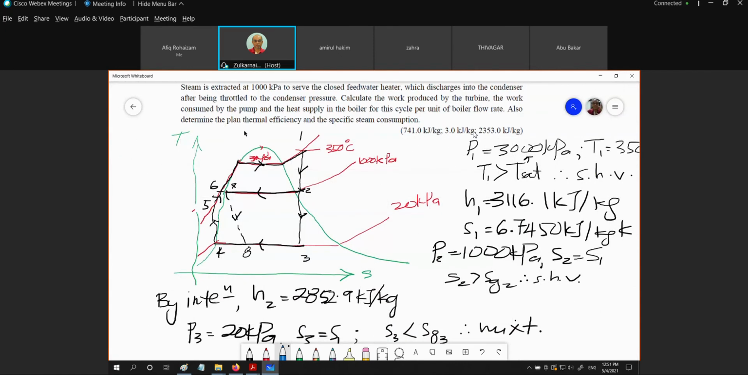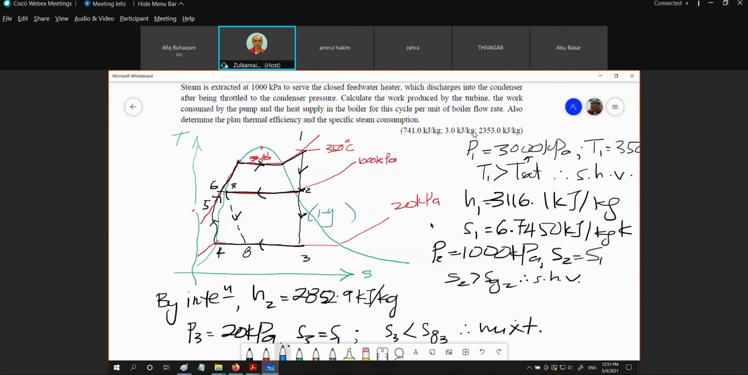The first answer is the work, calculate the work produced by the turbine, which is H1 minus H2 plus W23, where the W23, remember, is the fraction of 1 minus y. So what is W23? 1 minus y, H2 minus H3. So you get this value. Okay, after that, get your thermal efficiency.